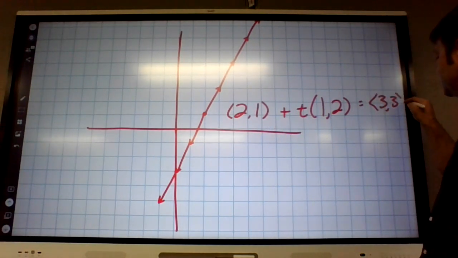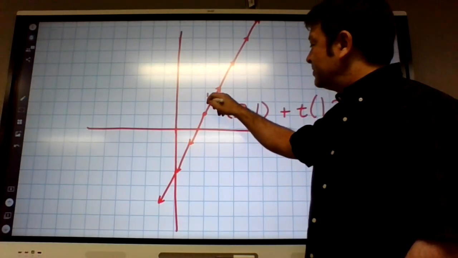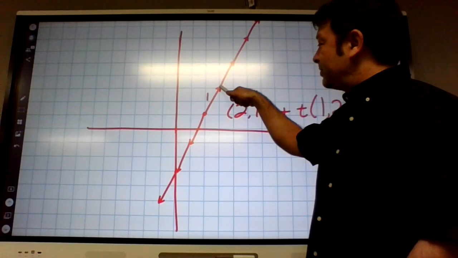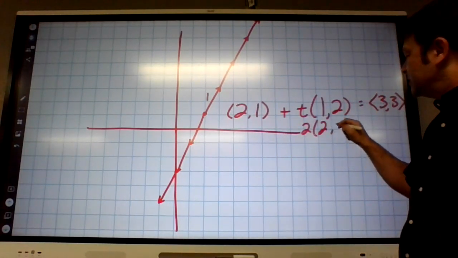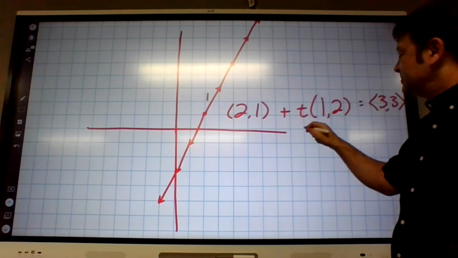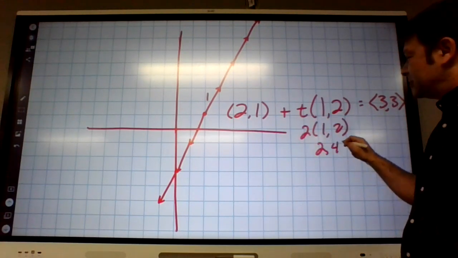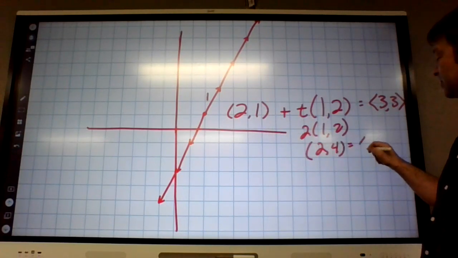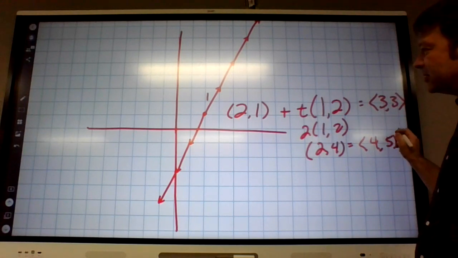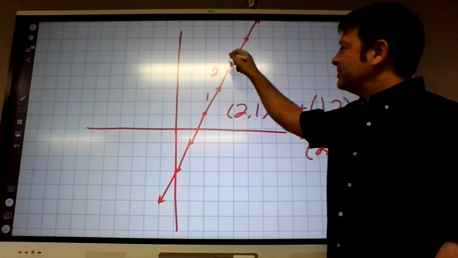I guess I should be using that notation. After t being 1, you're up here at 3, 3. If t is 2, this would be 2, 4. So 2, 1 plus 2, 4 is 4, 5. Okay, it's right there. You guys see what's happening here?